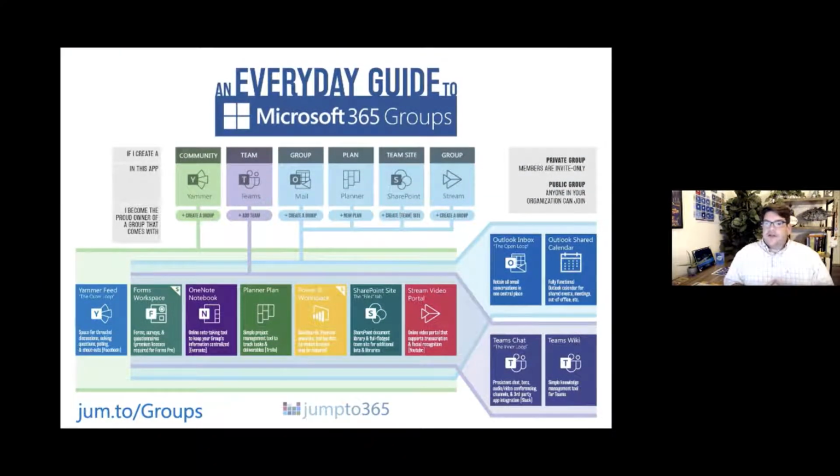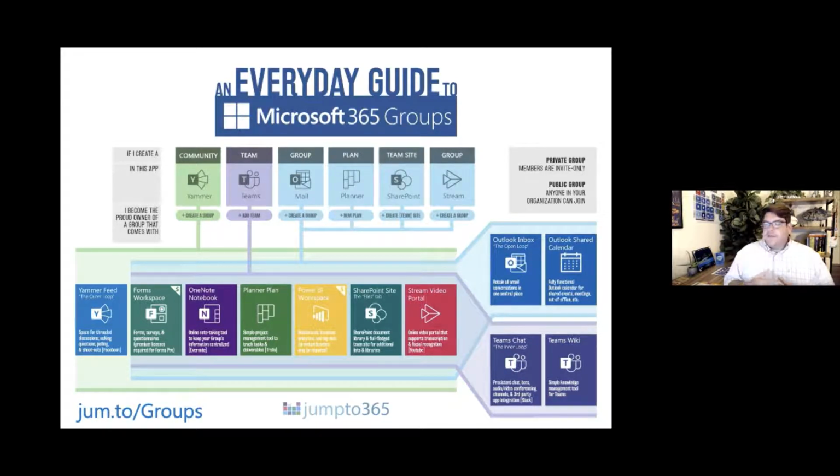So this infographic here is probably going to be the biggest takeaway that you have from this session, which is an overview of what happens when you create a group in the various different applications. So the model here is really, you'll notice on the top line, if I create a community, team, group, plan, team site group in these various apps, what am I going to get with that? So you can see with Yammer, you're going to get a Yammer feed. You're going to get that SharePoint Online team site in the background. You're going to get a plan and Planner, a portal in Stream, OneNote notebook, a couple other things.